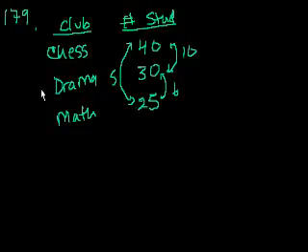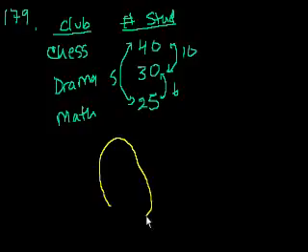Yeah, I think we need to do a Venn diagram. So let's draw the chess students first. Do that in yellow. I'm not going to do circles because I have to draw it a little bit differently, since there are no students in all 3 clubs. So let's say that this is the chess club. There are 40 people in that.